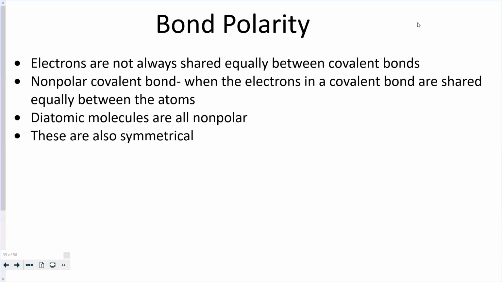All of our diatomic molecules that we talked about, those are nonpolar, because like oxygen, O2, one oxygen is not going to be more electronegative than the other oxygen. So they are going to share equally. The nonpolar covalent bonds, and these also tend to be very symmetrical since the electrons are shared equally between the two atoms.